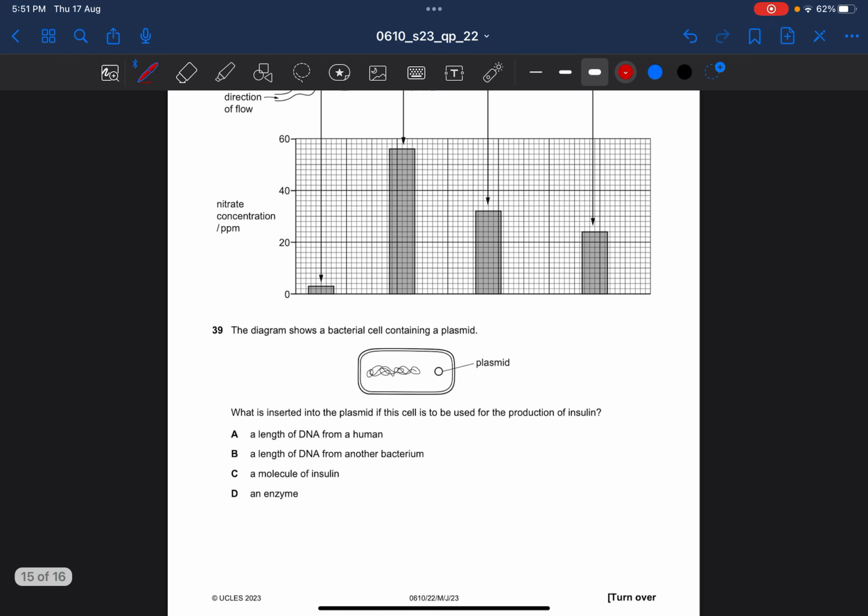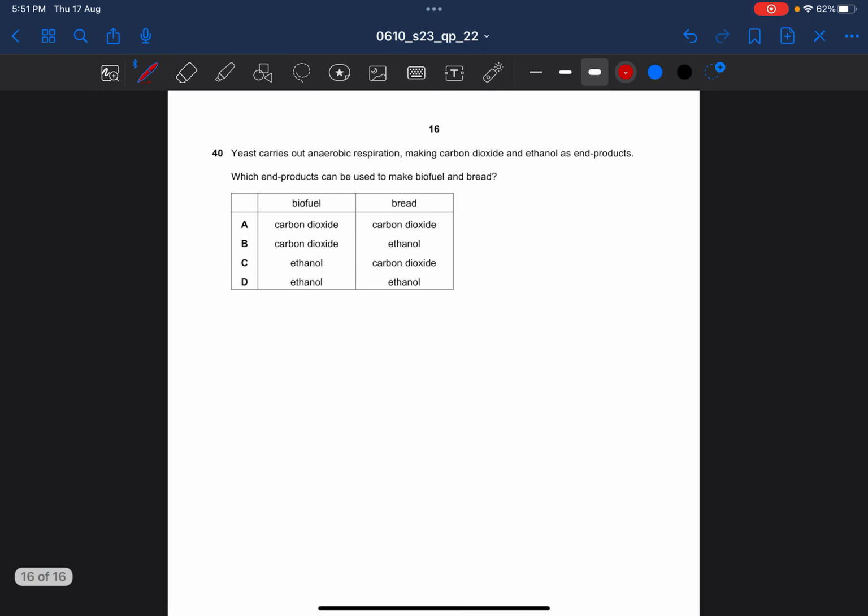Okay, question 39. The diagram shows a bacterial cell containing a plasmid. What is inserted into a plasmid if the cell is used for the production of insulin? So the answer for this one will be a length of DNA from a human, so that you can make a recombinant. Okay, last question.